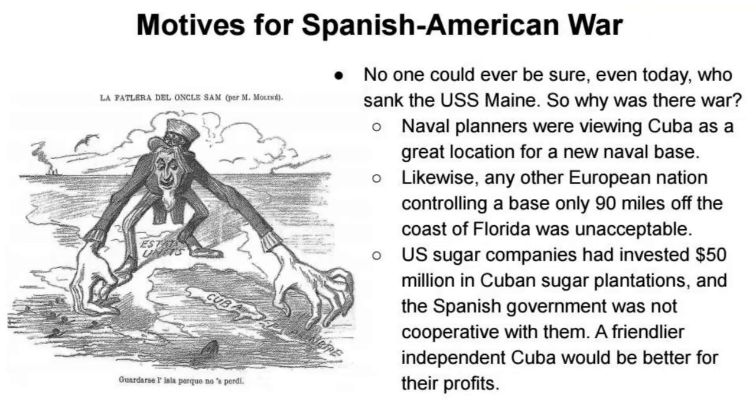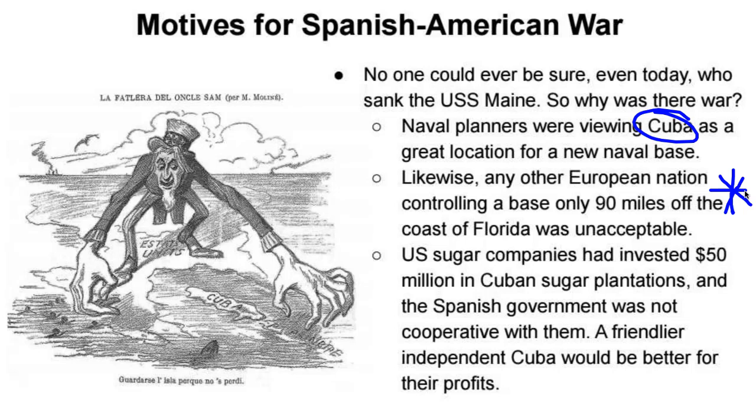Now, what are the motives, though? Why would the journalists already be setting the stage for war with Spain prior to even the USS Maine explosion? And what are the real reasons? Well, naval planners are viewing Cuba as a great location for a new naval base, and likewise, any other European nation controlling a base that was only 90 miles off the coast of Florida was unacceptable. And this is something that we come back to with the Cuban Missile Crisis in the 1960s.